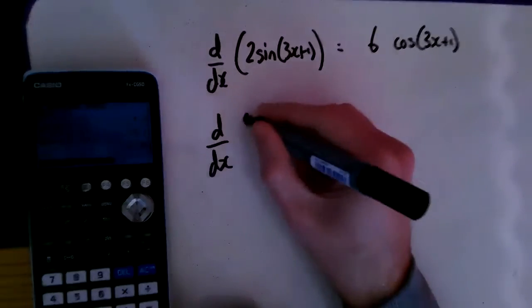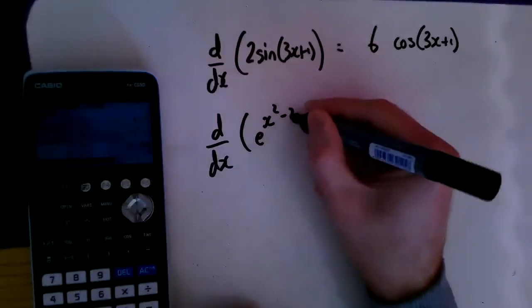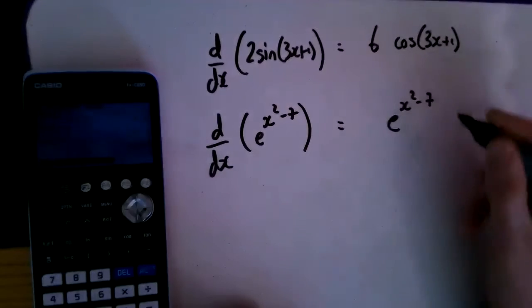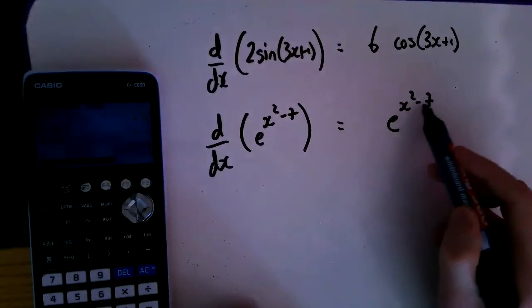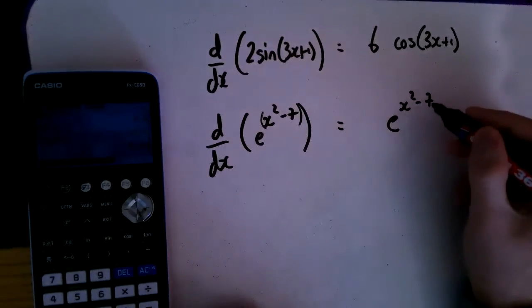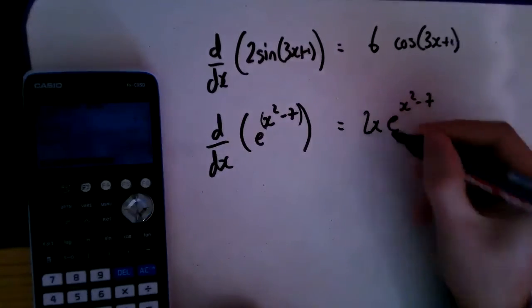Differentiate e^(x squared minus 7). Well, e differentiates to e, but I need times by the derivative of the function. Yeah, remember the secret brackets around that. So differentiate x squared minus 7 gives me 2x.